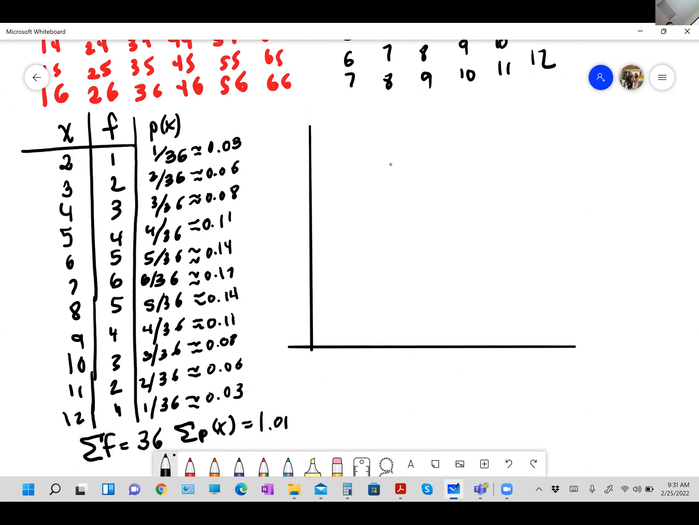So here we have this, and your x's are going to be on this axis: 2, 3, 4, 5, 6, 7, 8, 9, 10, 11, and 12. As far as a scale is concerned, I think a good scale here is to go by 0.02s: 0.02, 0.04, 0.06, 0.08, 0.10.